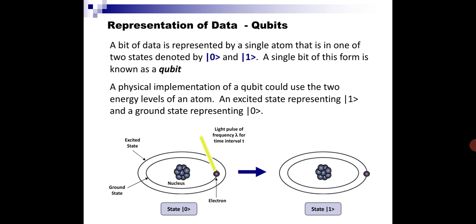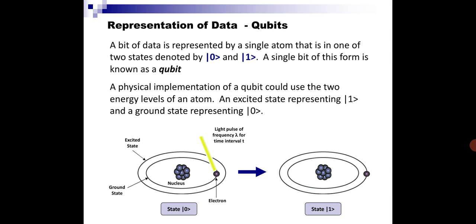Now, the representation of data, or qubits, that is quantum bits. As we know, in computers, whatever process is going on is in terms of bits. Bits become bytes, then words, and then the memory capacity keeps increasing. So the bit is a basic unit. In quantum computers, it is represented by quantum bits, that is qubits. A bit of data is represented by a single atom that is in one of two states, denoted by position 1 and position 0. A single bit of this form is known as a qubit.